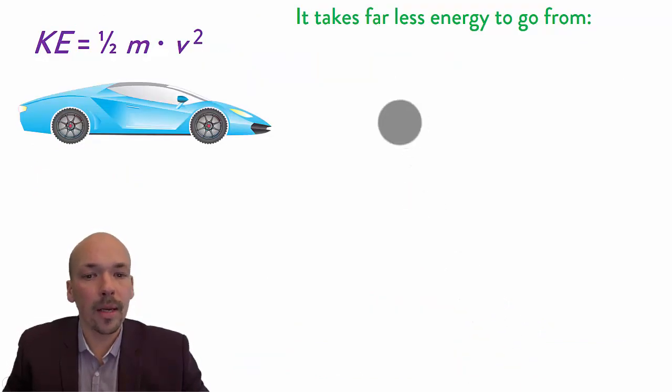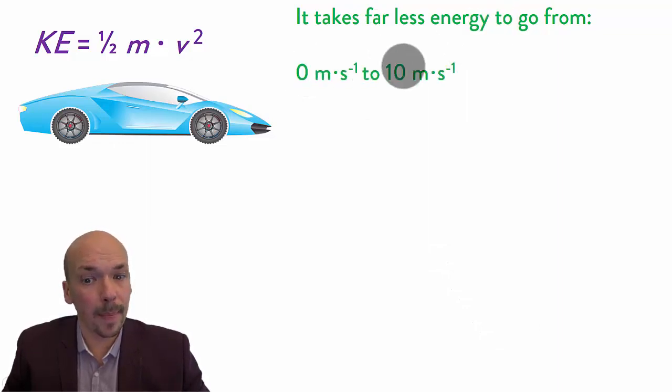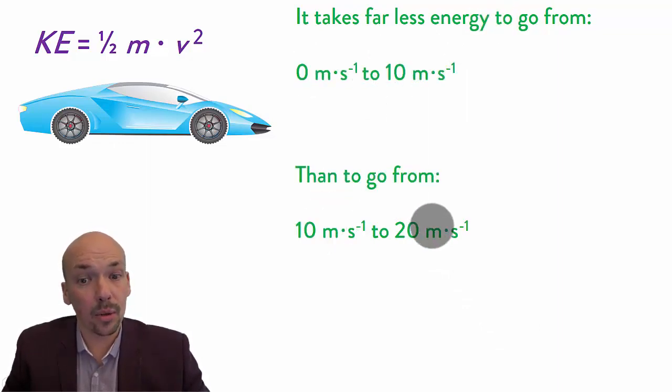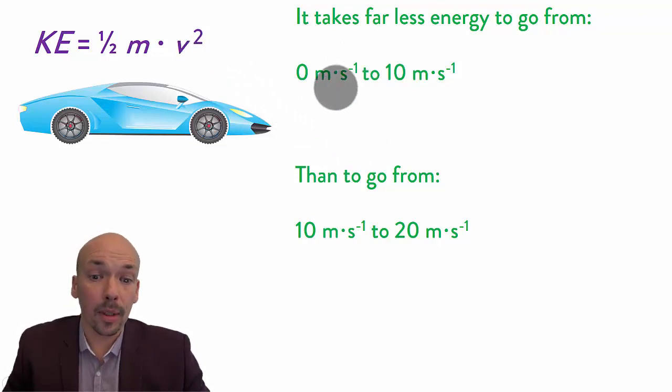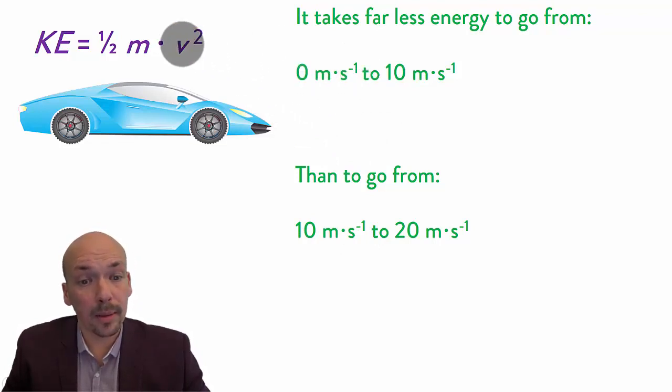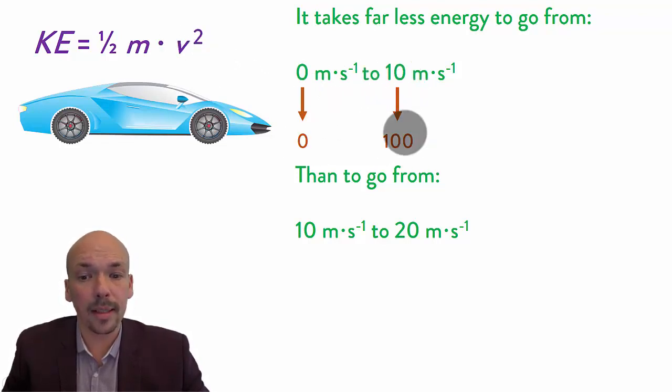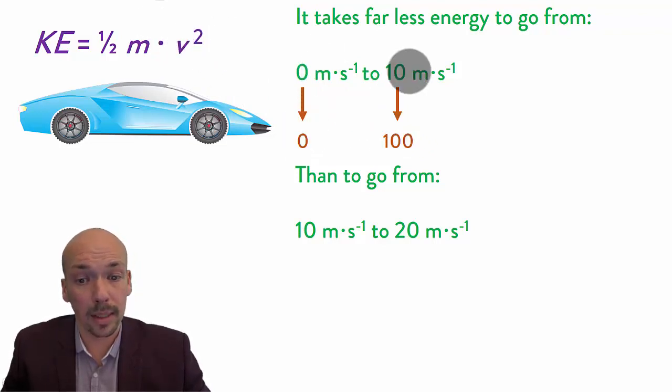And it has to do with the fact that it takes far less energy to go from 0 to 10 than to go from 10 to 20. Although the difference is the velocity of 10, still this one will take far more energy, and it has to do with the square here. For example, if we have 0 meters per second and we put 0 here, then it will just be 0. And if we would put 10 there, then it's 100. So it will go from 0 to 100 if we look at this one.